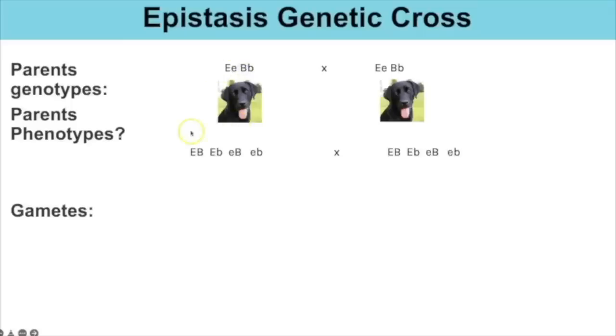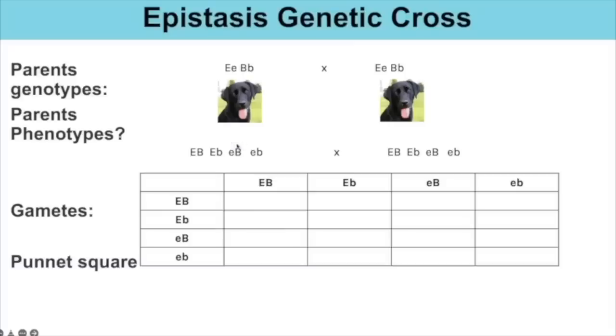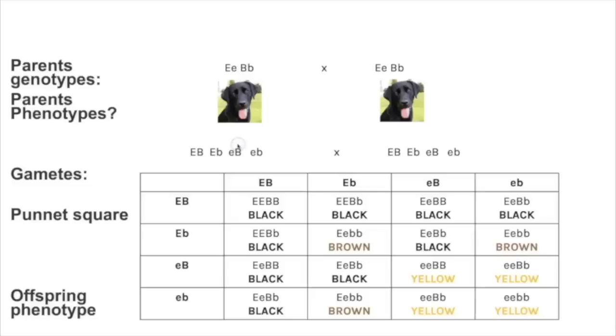After that, it's working out all the possible gametes that we could have. Then we'd need to do a Punnett square to work out all the possible genotypes of the offspring, and then the phenotypes of the offspring, which I've done for you just here. So we can see we end up with 4 yellow dogs because they are homozygous recessive for that E gene. So even though they might code for black and brown, we won't see that colour because it's been masked by the first gene.